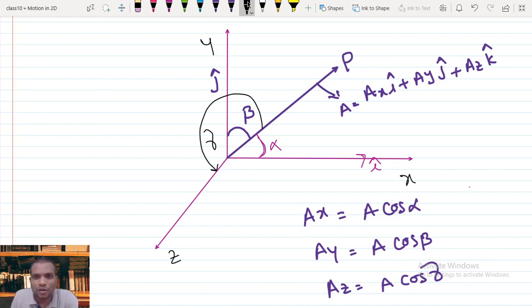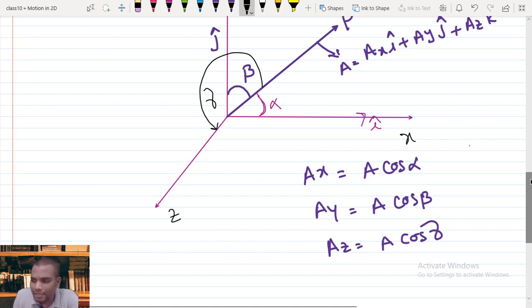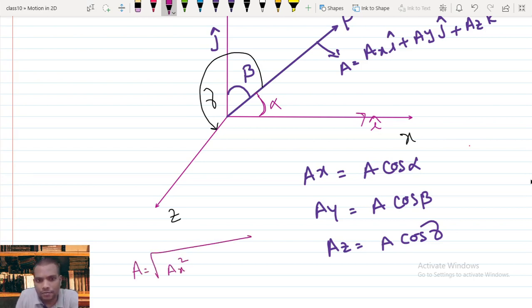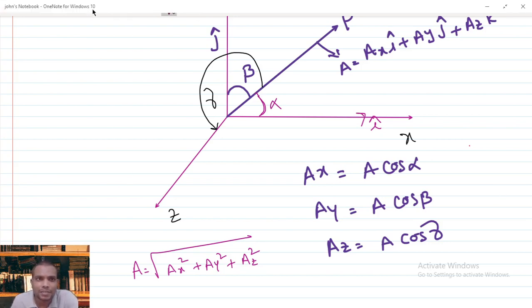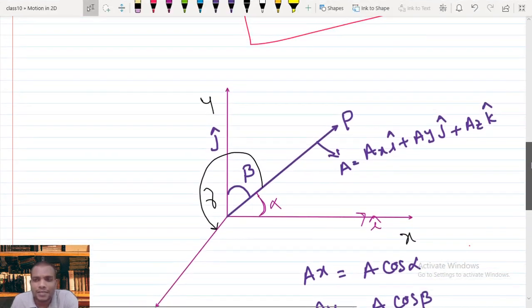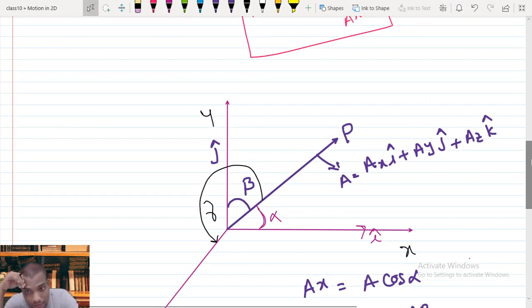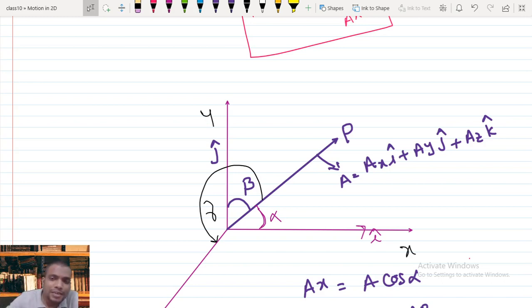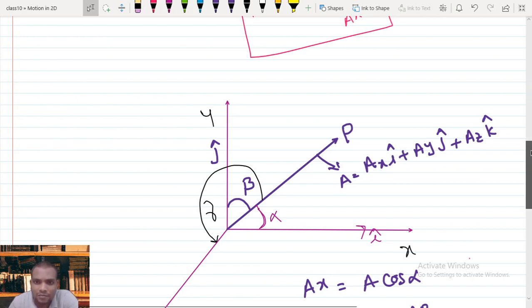Now how to find the magnitude of the given vector? If these three are the components of the given vector, the magnitude formula is the same as before. A equal to under root of Ax square plus Ay square plus Az square. So this gives the magnitude of the given vector. This is how we represent a vector in three dimensions. Any vector is represented by its corresponding components, divided into three components along the x-axis, y-axis and z-axis.